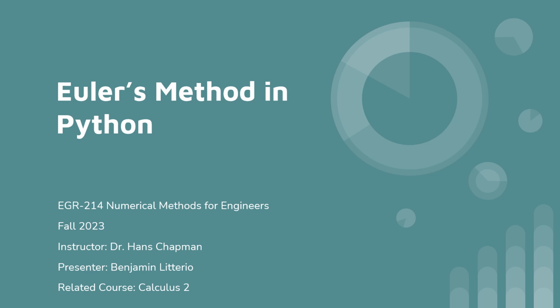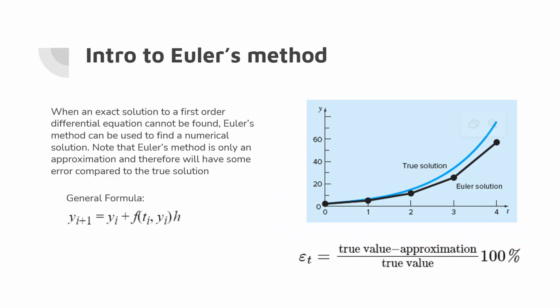The related course is Calculus 2. Euler's method is a technique for evaluating differential equations without having to solve for the actual analytical solution. It can be summarized using this formula: y sub i plus 1 equals y sub i plus the function evaluated at t sub i and y sub i times h.